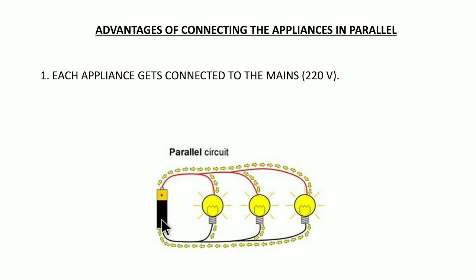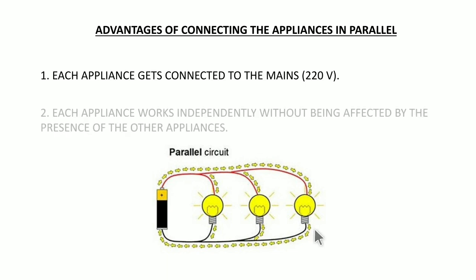That is whatever is coming from the main source. For the second bulb also the potential difference remains the same, and the third bulb also has the same potential difference. That means if it is the AC source, then the mains will be 220 volts for the first one, for the second one, and the third one. So each appliance connected in parallel will get the same voltage throughout.